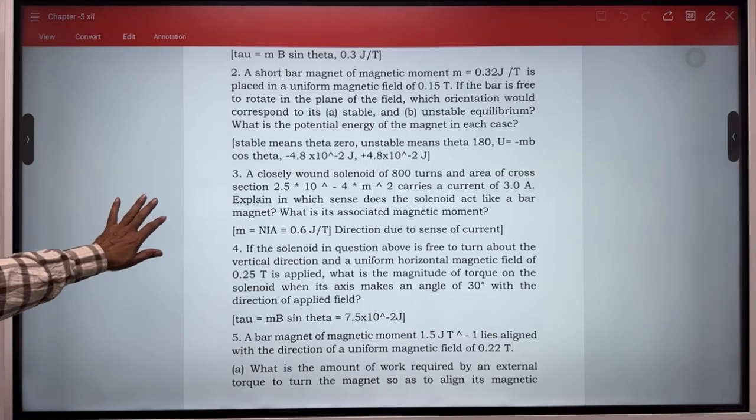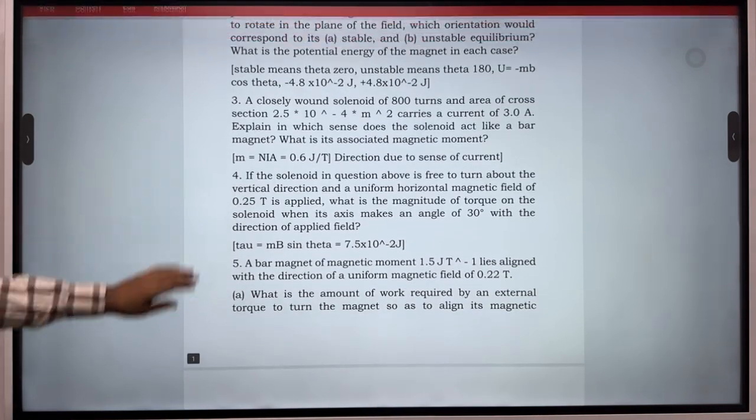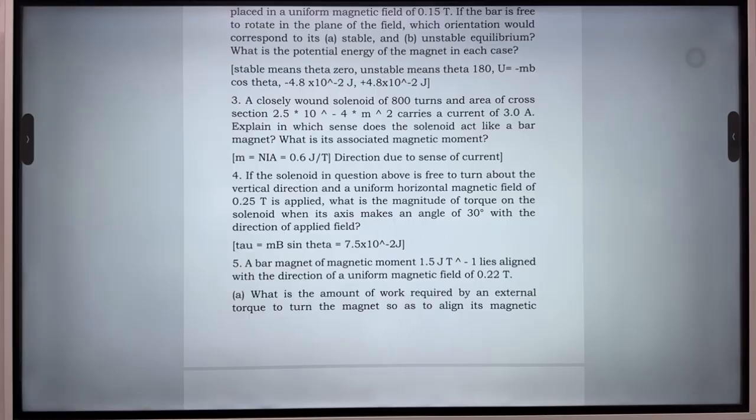Question number 3. Question number 3 says a closely wound solenoid of 800 turns and area of cross section 2.5 into 10 power minus 4 meter square carries a current of 3 ampere. Explain in which sense does the solenoid act like a bar magnet? What is its associated magnetic moment? So this is the same thing.